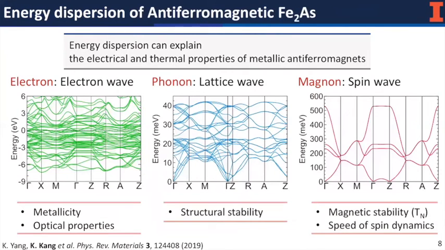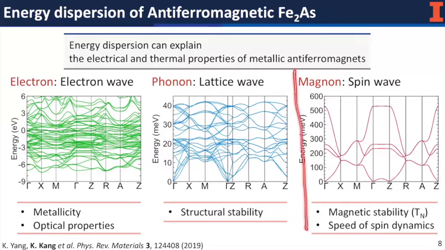So here are some examples of the calculated quasiparticle energy dispersion of antiferromagnetic iron arsenide. The calculated electronic band structure indicates the metallicity of iron arsenide, and the latter explains the magneto-optical properties of iron arsenide too. And from the phonon dispersion, we can confirm the stability of the atomic structure with magnetism.